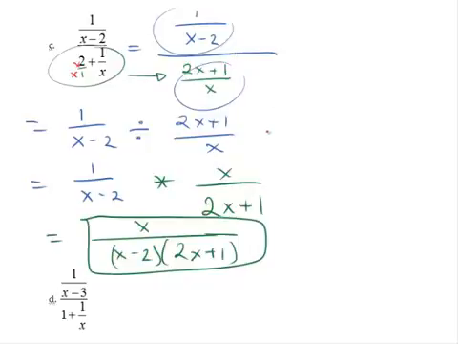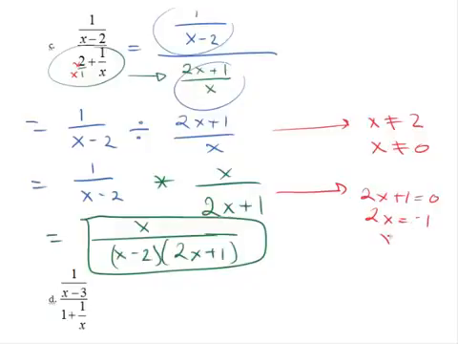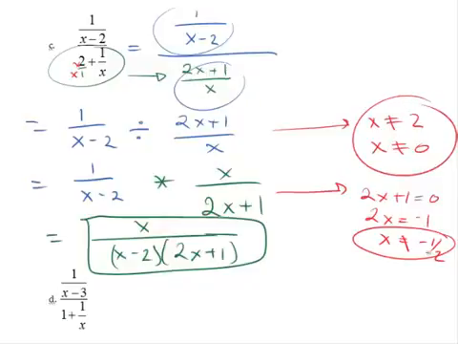In our first step right here, we have x minus 2, so that means x cannot equal 2. That would cause it to be 0. And we have just x, so x cannot equal 0. Then once we flip it, we still have x cannot equal 2, but now we also have 2x plus 1. So that cannot equal 0. So 2x equals negative 1. X cannot equal negative 1/2. And then this one here has nothing new in the bottom. So our restrictions are cannot equal 2, cannot equal 0, cannot equal negative 1/2.